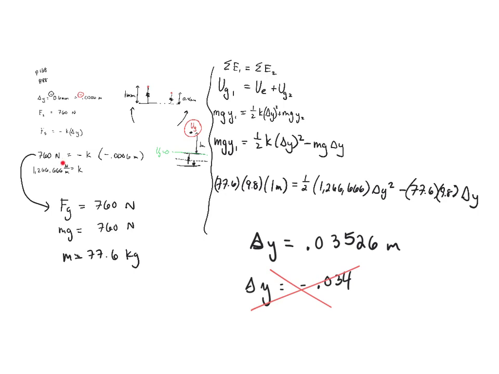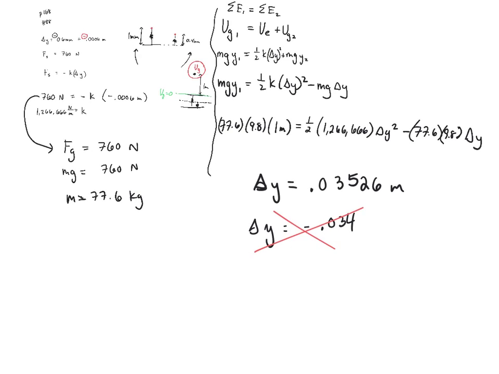So take the k value you got here and simply multiply it by 0.03526. So it's 1,266,666 times 0.03526. You want to give me a number for that? Just so we have it?